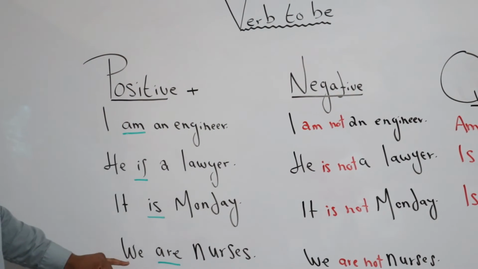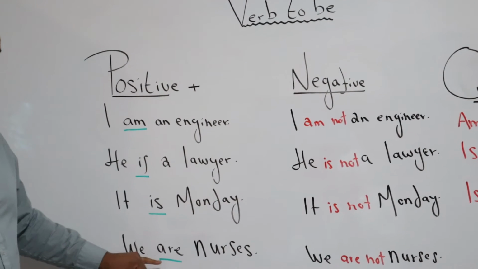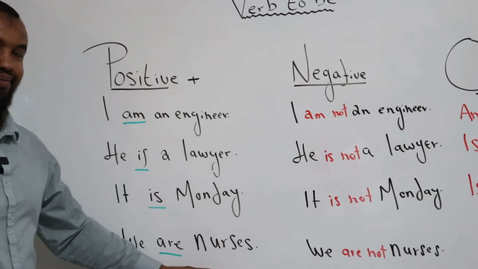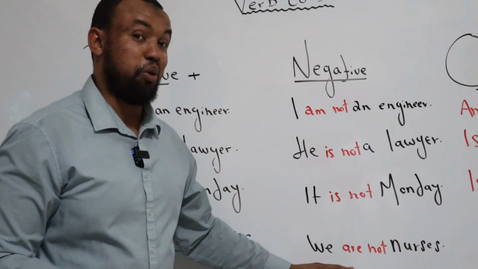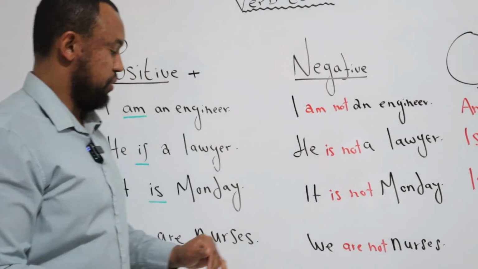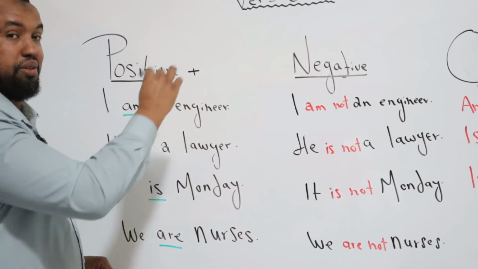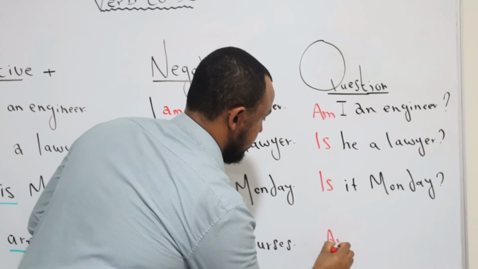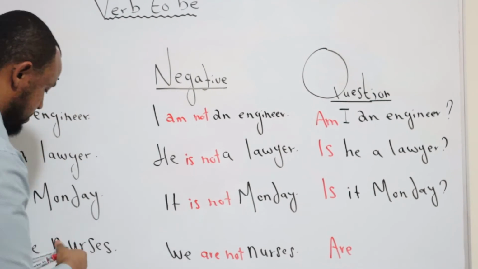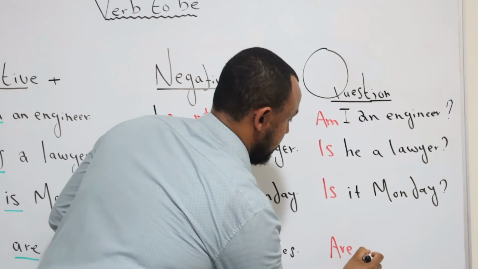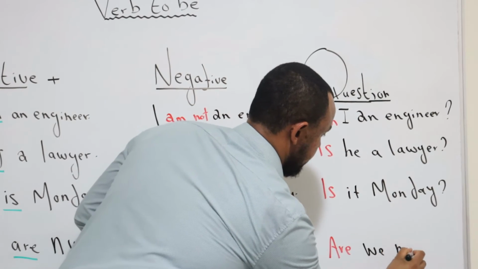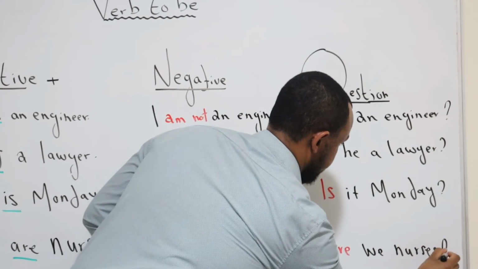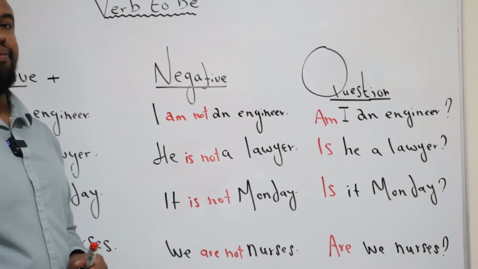All right, last example. What did we say? With we, the subject, we use are. So we are nurses. What did we say in the negative? We are not nurses. All right, the verb to be are. We have to take it here, okay? So, are, and the remaining part of the sentence. So, are we nurses? All right? Are we nurses?